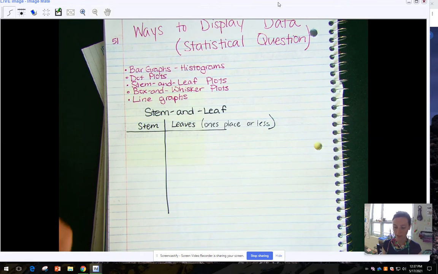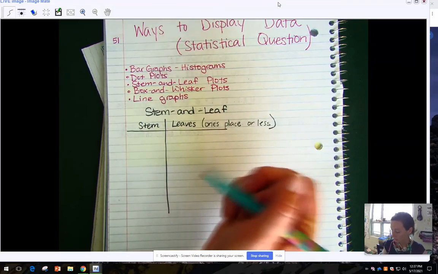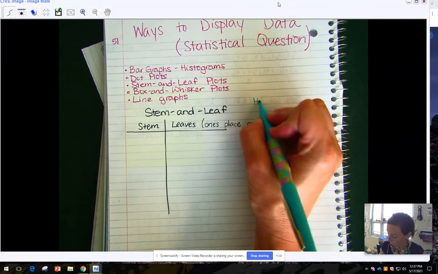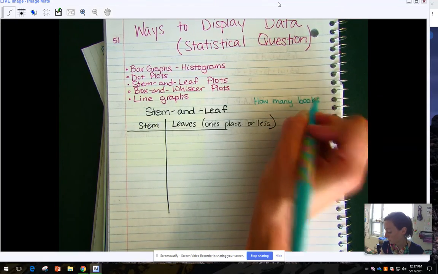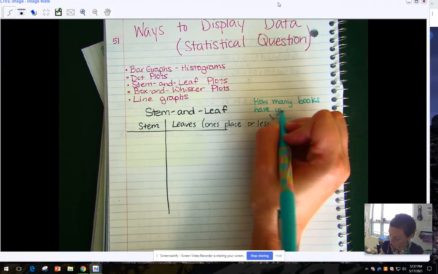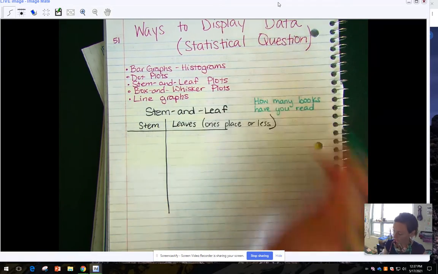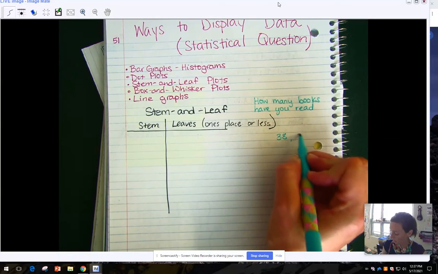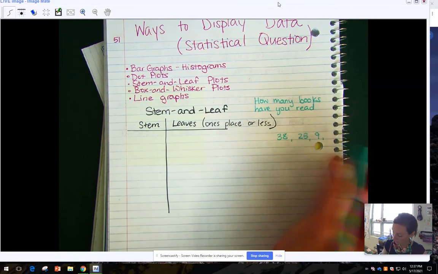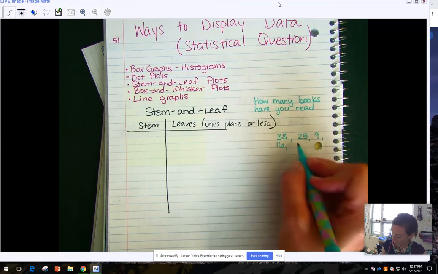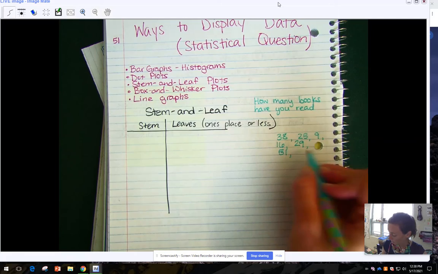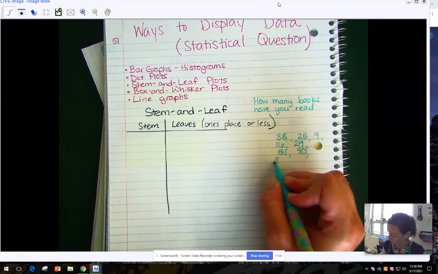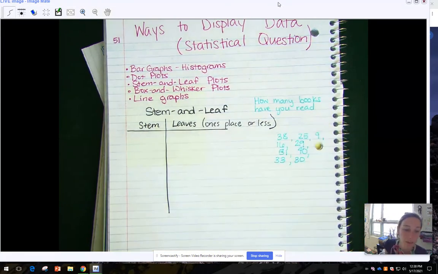So like earlier today, I asked the question, how many books have you read this year? Which is a statistical question. And I got answers like 38, 25, 9, 16, 29, 51, 40, 33, 30. We'll just go with that for right now.